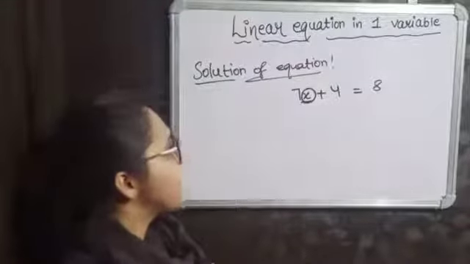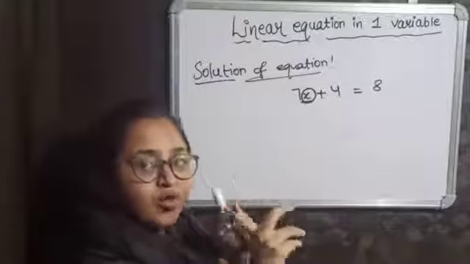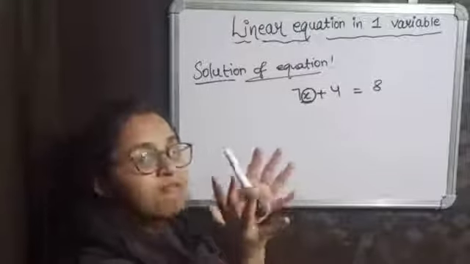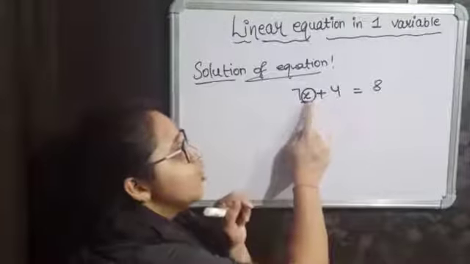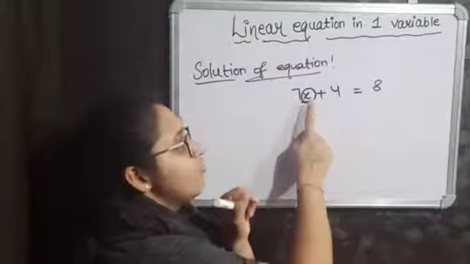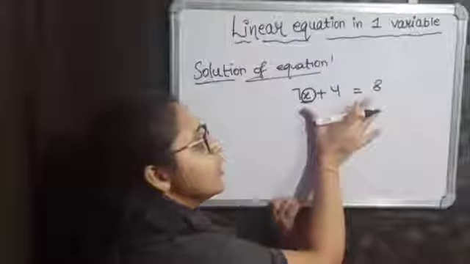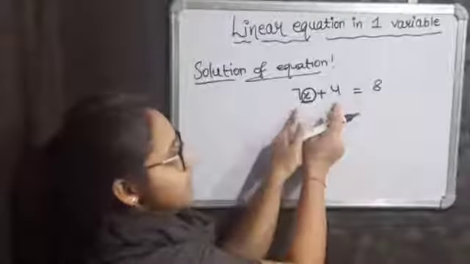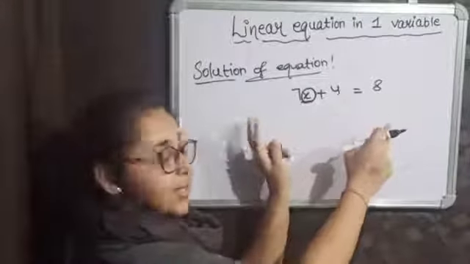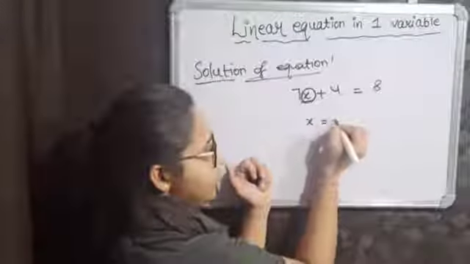Or in simple language, you will find the value of your x or y or z, whatever variable is present in your equation, which when you put in your equation, it will be balanced. Here the left hand side is equal to the right hand side. Both sides are equal.